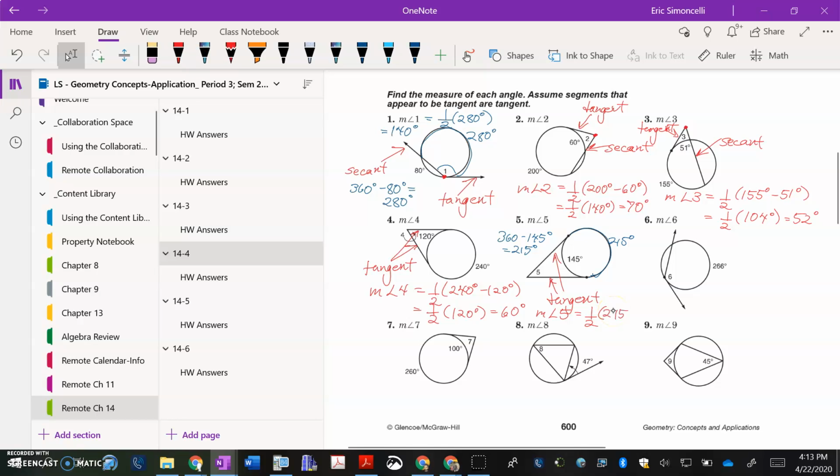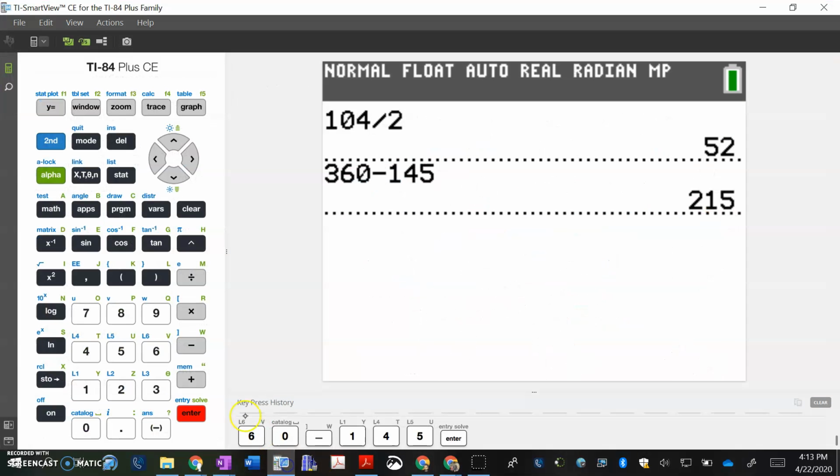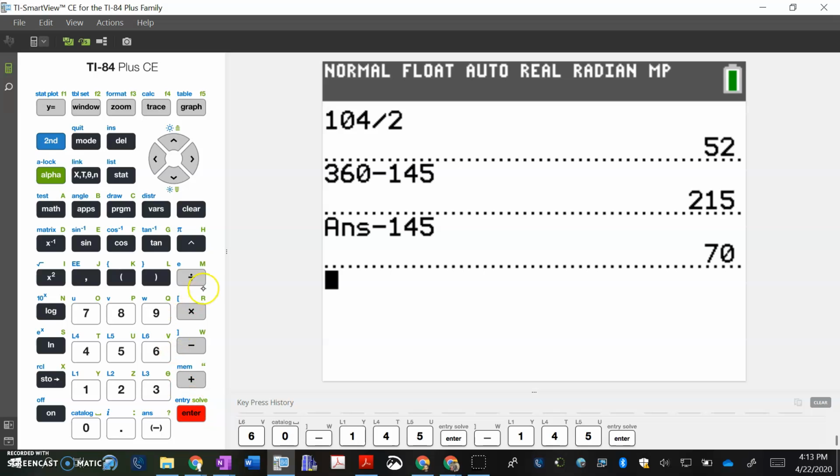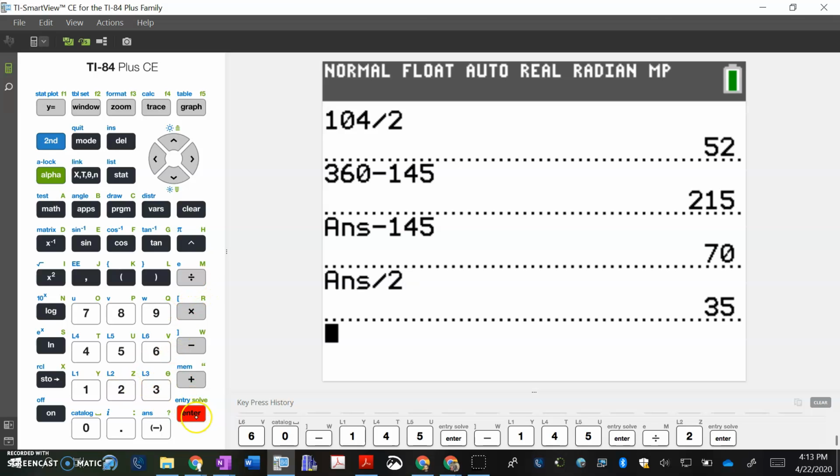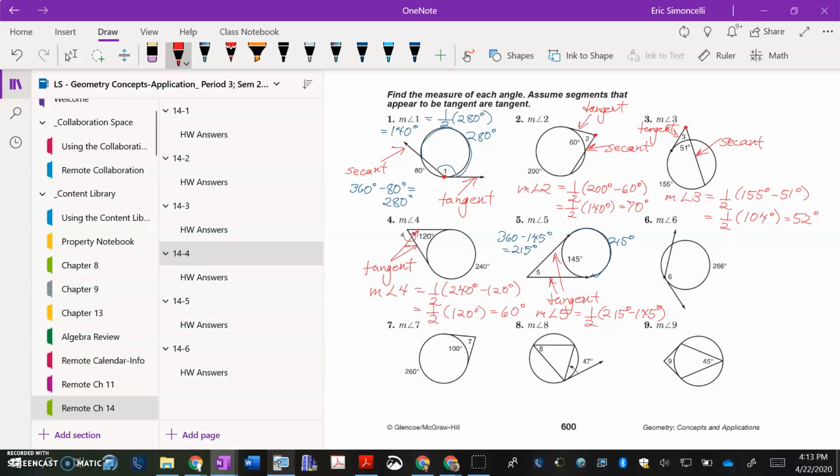So that's going to be the math that we utilize in this particular difference setup. So 215 minus 145, and then, of course, divide that by 2. So 35 degrees is the measure.